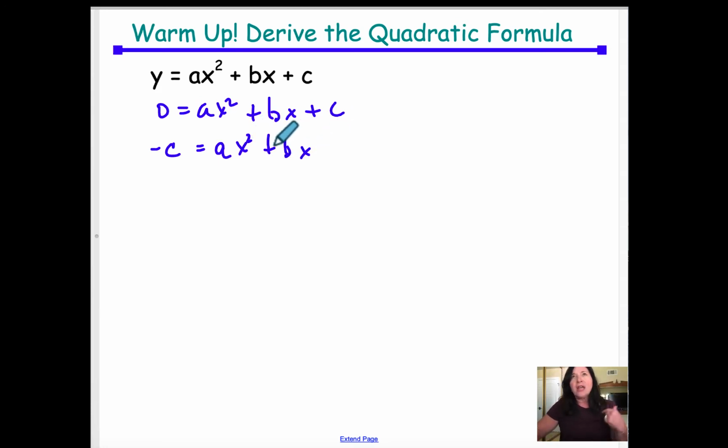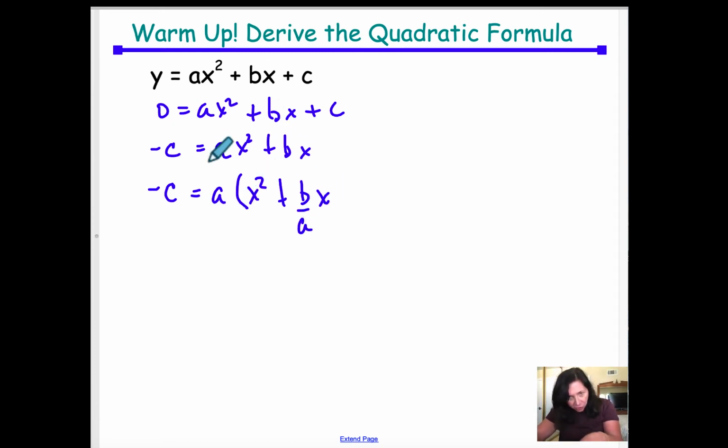Now remember, when we are completing the square, our x squared term does need to be a positive 1, no values next to that. So we are going to factor out that a. So we have negative c equals a times the quantity x squared plus, when I take it out of the bx, it's going to be b over a x. And just remember that you can always multiply that back in to make sure you get the term that you factored out.